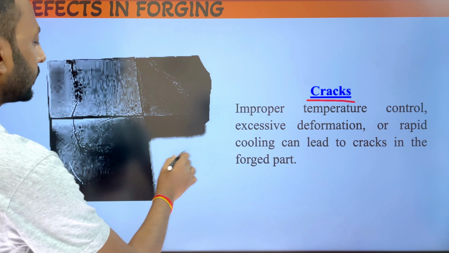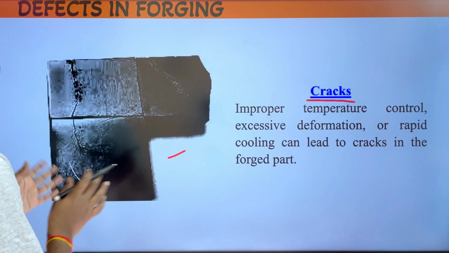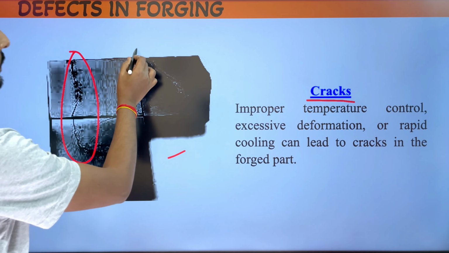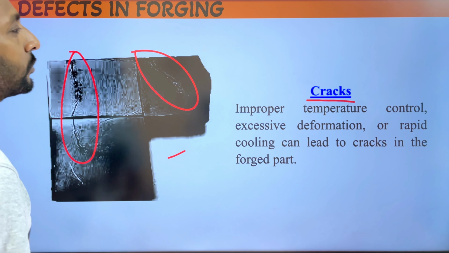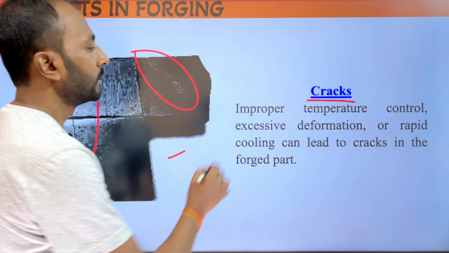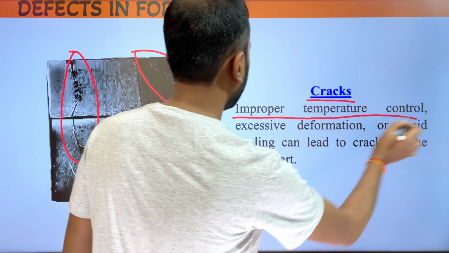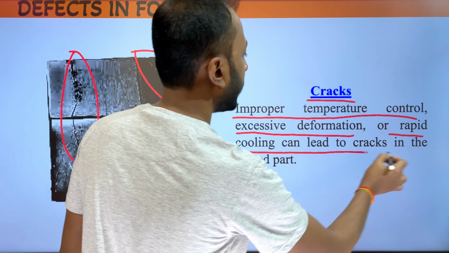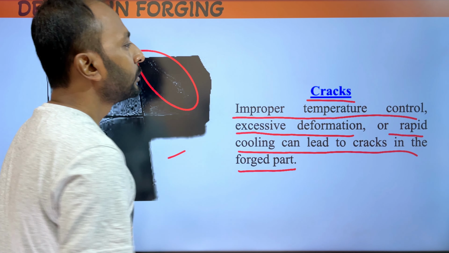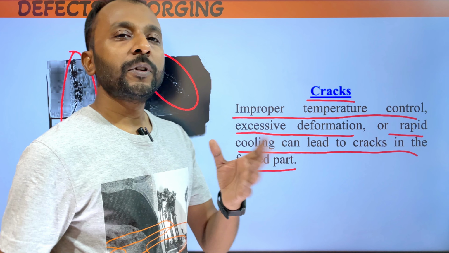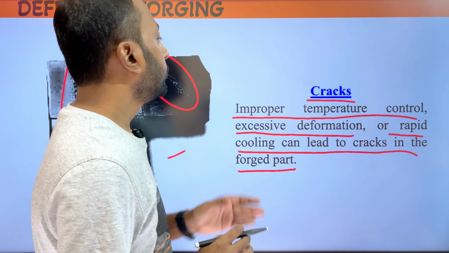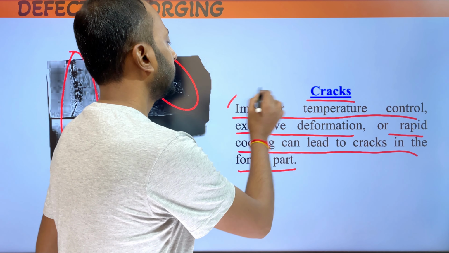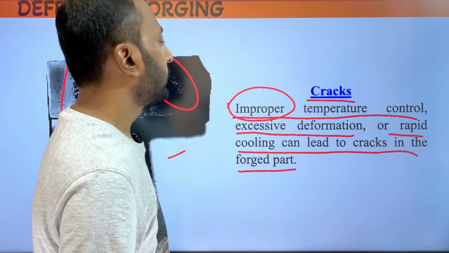So in this figure, this is the product made using the forging process. These are the cracks. The cracks are visible clearly. Cracks occur due to improper temperature control, excessive deformation, or rapid cooling, which can lead to cracks in the forged part. In hot forging, after the product has been made, if we cool the material improperly, then cracks can occur.